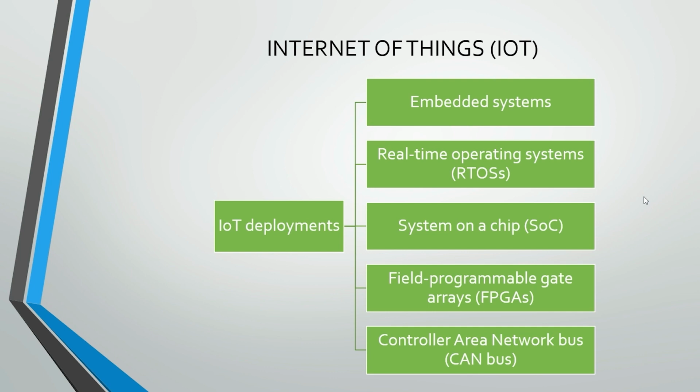All of those things are running things like embedded systems, real-time operating systems, system on a chip, field programmable gate arrays, and then controller area network bus. Anybody up on cars at all? Airplanes and cars run on a CAN bus network, not so much on FPGAs here.